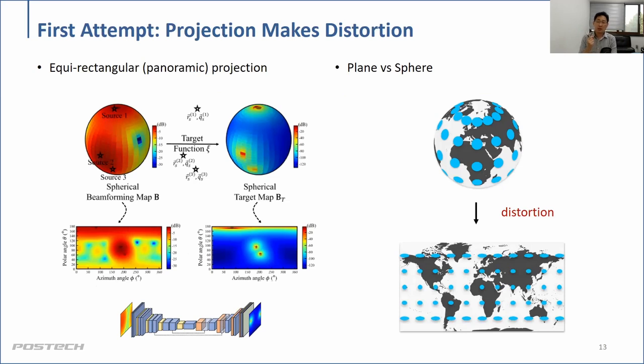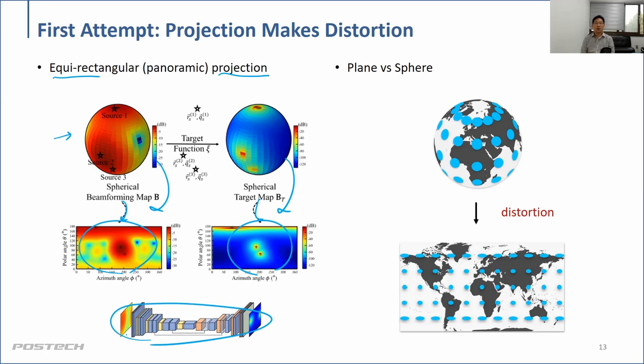The first attempt that everybody can think of is to think about the Earth and its square map. This is the equirectangular projection, a kind of panoramic view. We can do this, and then apply the same method that we did before. That was the first thing that we tried.